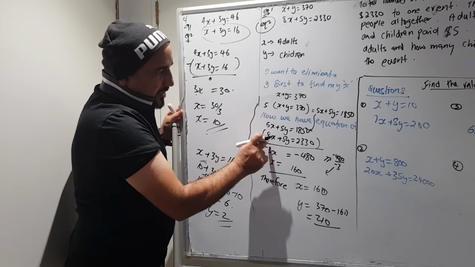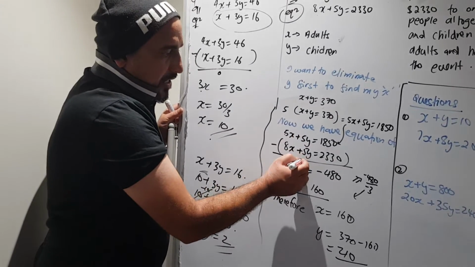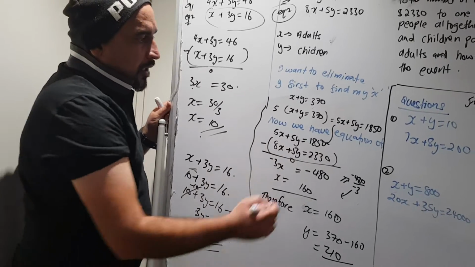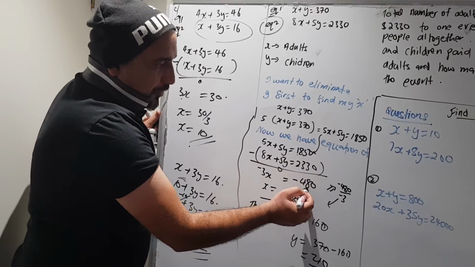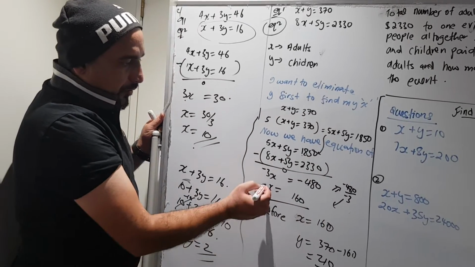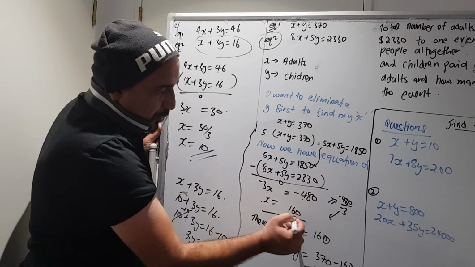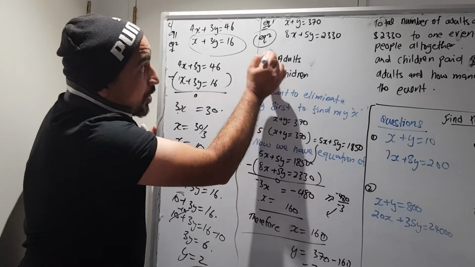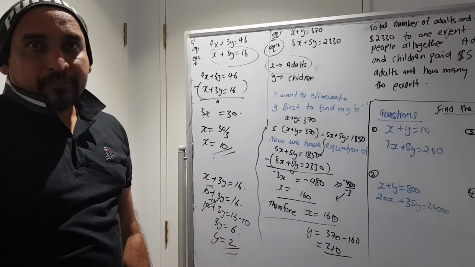What's 5x minus 8x? It is negative 3x. 5y minus 5y is 0. That's what we wanted. 1850 take away 2330 is negative 480. Now to find the value for x, it is negative 480 divided by negative 3. We get 160. That means x was for adults. That means 160 adults went in there.